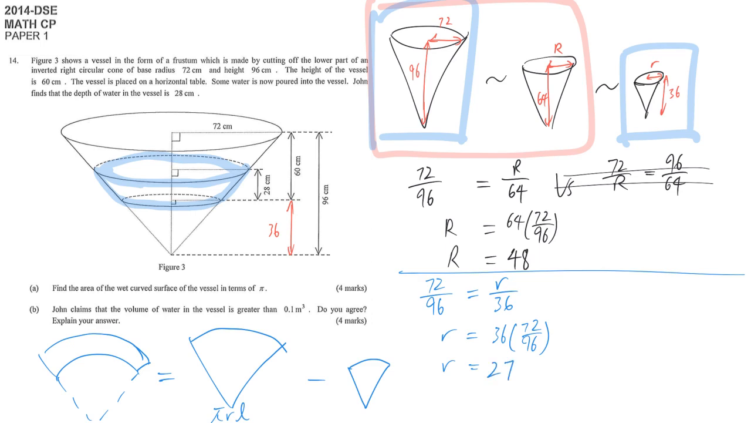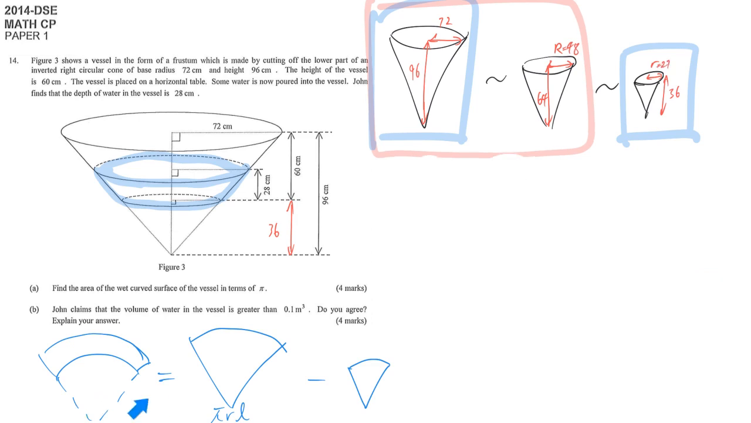Then we get 27. We have 48 and also 27. Now it's very close to our answer. But finally what is needed is L, the slant height. We are going to use the Pythagoras theorem. This L is the base radius square plus height square and then square rooted.